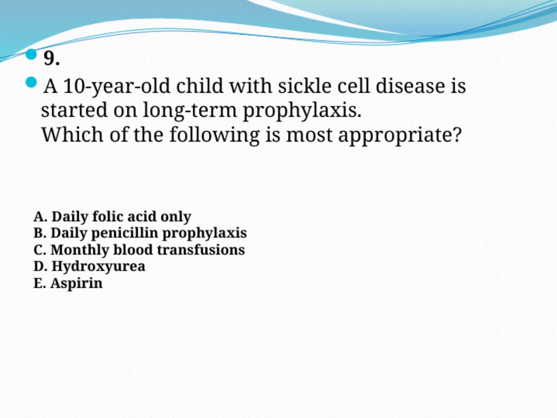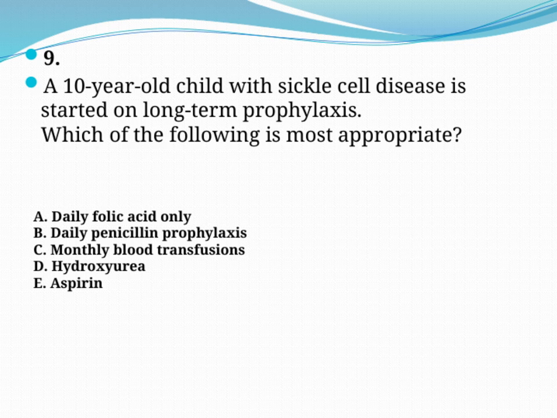Then, we have monthly blood transfusions. These are typically reserved for preventing stroke or managing severe complications, but they come with risks like iron overload. Hydroxyurea is another option. It increases fetal hemoglobin, which reduces sickling and associated symptoms. It's proven effective in decreasing pain crises and other complications.